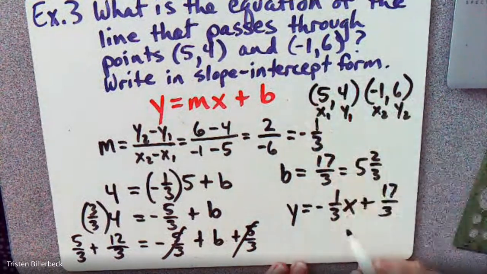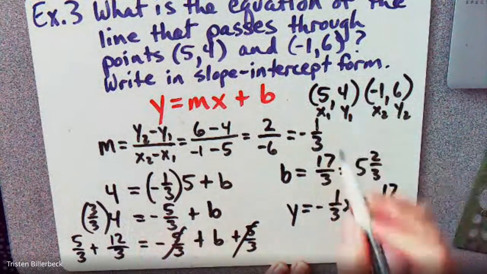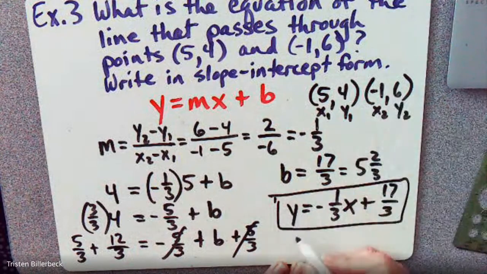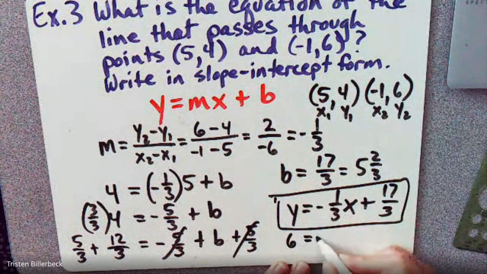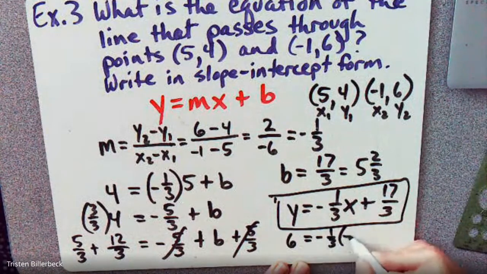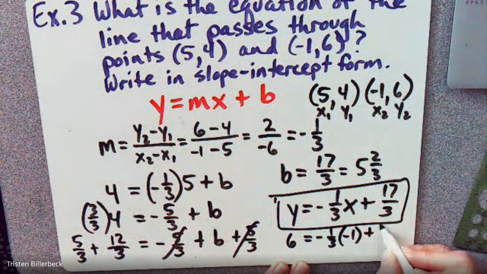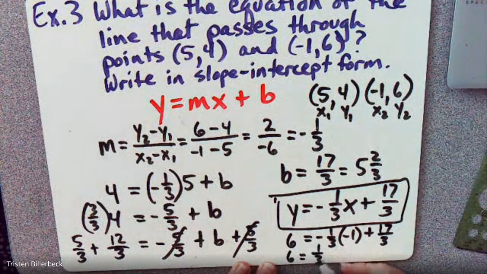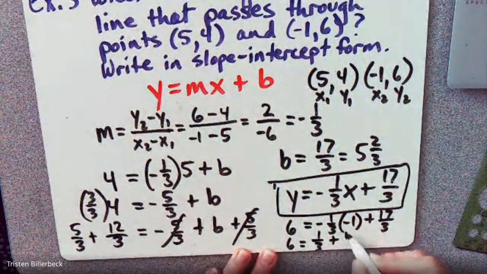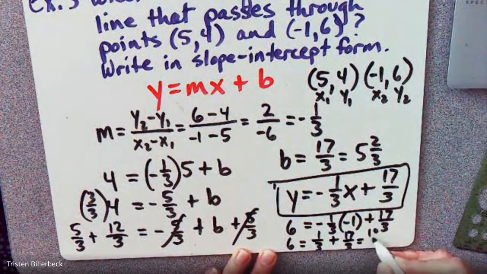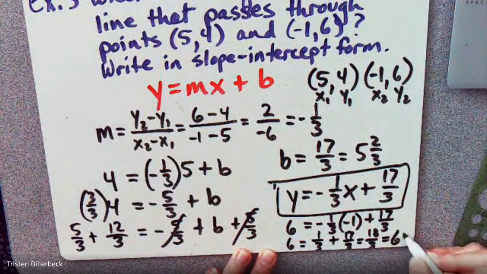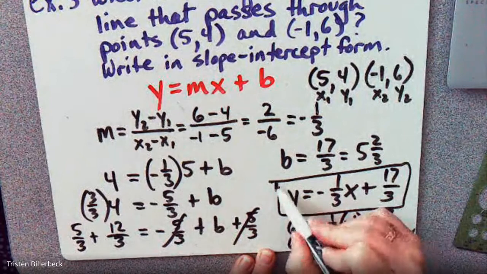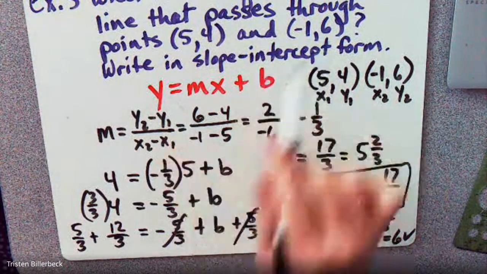So let's test it out with the other point that we didn't use. We used 4, 5. So if this is my equation of the line, I'm going to plug that in. So 6 equals -1/3 times -1 plus 17 over 3. So we have 6 equals, that becomes a +1/3 plus 17 gives me 18/3, and that equals 6. So that's a check. We've got an equation, even though it looks like a pretty nasty little equation there, it is the right equation for those 2 points.